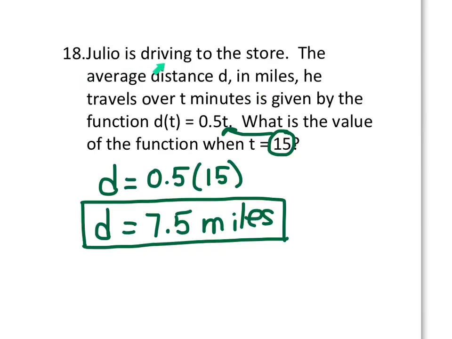Problem 18, Julio is driving to the store. The average distance d in miles he travels over time is given by this function. So you don't have to make the function. They actually already gave you the function. What is the value of the function when t is equal to 15? So all we have to do is put the 15 where the t is. You can put it here and here. But here is where it's getting multiplied. So 15 times 0.5 will be 7.5 miles. So the function is equal to 7.5 miles.